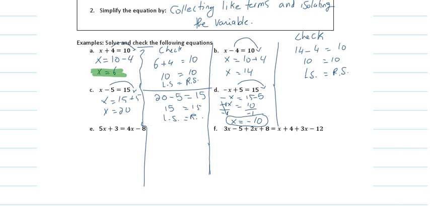Now, we're going to check. What do we do to check? If you have any questions, he's right here. So, what am I going to plug in for x? What am I going to plug in for x? Negative 10, right? So I have negative, and then instead of x, I have a negative 10 plus 5.